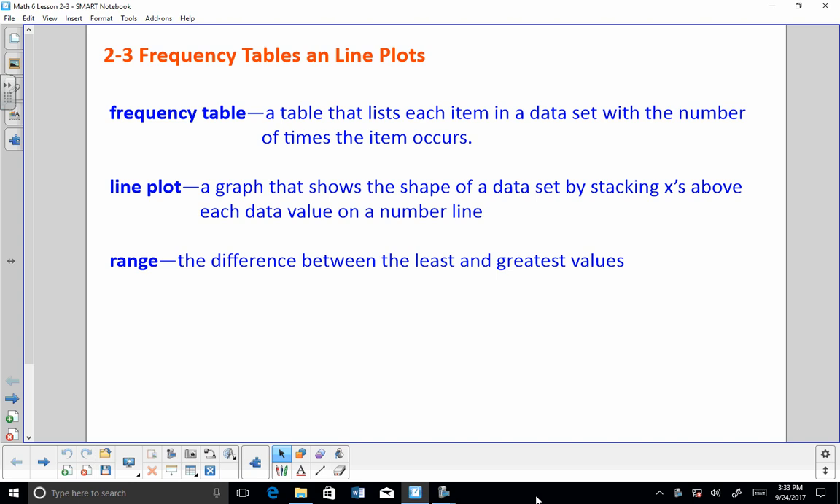A line plot is a graph that shows the shape of a data set by stacking x's above each data value on the number line. And the range is the difference between the least and the greatest value. You find that by subtracting the smallest number from the largest number in your list of data.